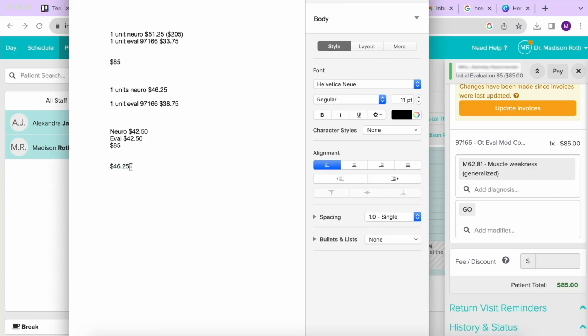This number that you're billing in the treatment always needs to stay the same. So when you do the eval, you need to imagine what 1 unit of neuro is going to be during a treatment session. Then the rest is going to be made up by the eval, because the eval price can change. Okay, thank you.